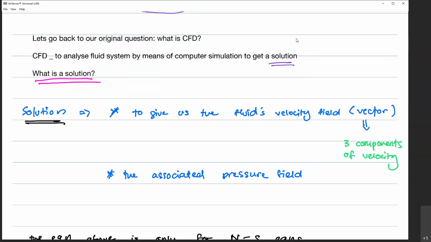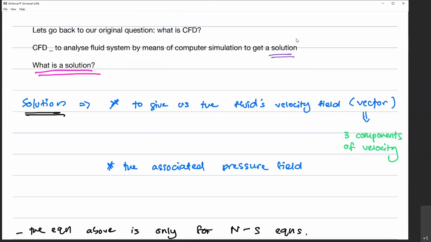But what is defined as solution? Okay. So the solution is basically to give us the fluid's velocity field, or the vector field. So we understand, hopefully by now, that in a fluid we have three components of velocity, which in this case are i, j, and k. Okay, so there are three dimensions. The components are in three-dimensional flow.